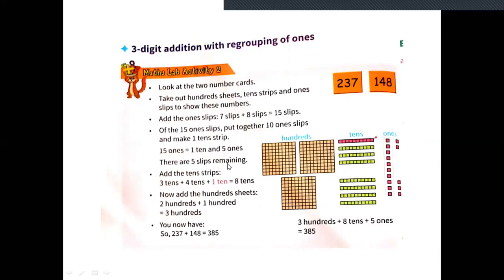There are 5 slips remaining. So add the 10 strips now. 3 tens plus 4 tens plus 1 tens equal to 8 tens. Now add the 100 sheets. 200 plus 100 equal to 300. So now you have 237 plus 148 equal to 385. So the answer is like this. We are using these sheets and we are representing it here.